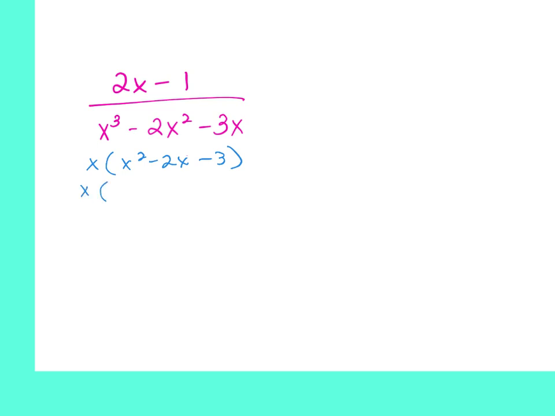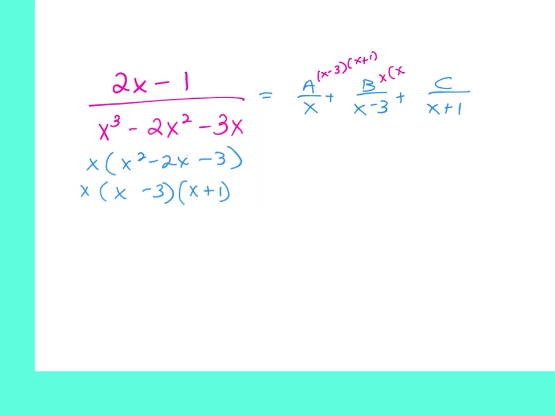X minus 3, plus, sorry, x plus 1. Good. So I have three terms: a over x, b over x minus 3, c over x plus 1. The a is missing the x minus 3 and the x plus 1. The b is missing the x and the x plus 1. And the c is missing the x and the x minus 3. So now I only focus on my numerators.